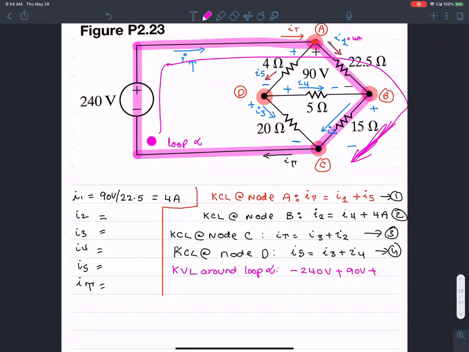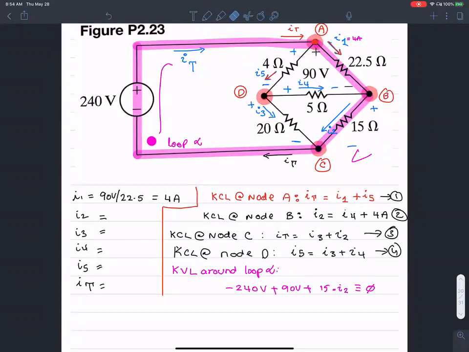Now I follow the path through this resistance, which is 15 times... Let me make some room here. In this 15 ohm resistance, the voltage drop is 15 times I2. According to KVL, all of that should add to 0, which would give me a value for I2. What's the value that you find for I2?